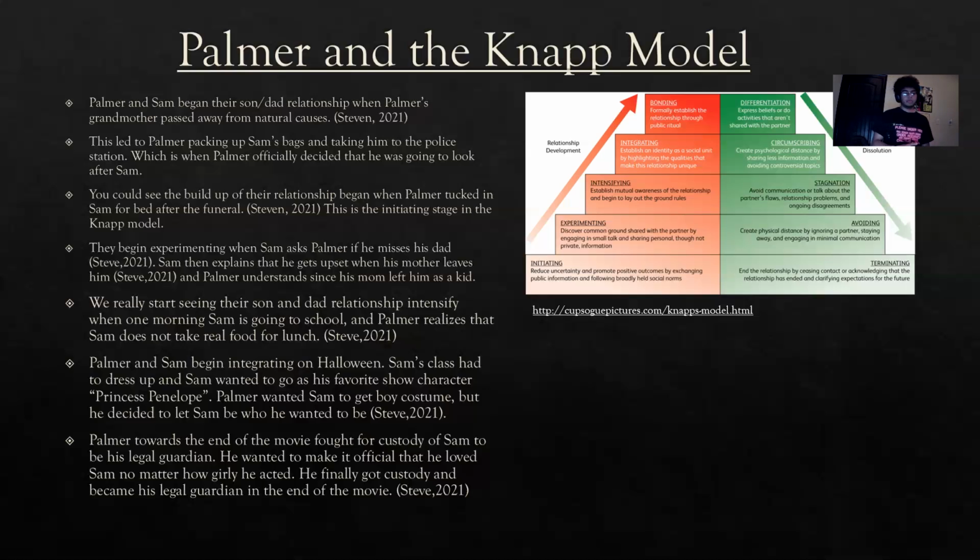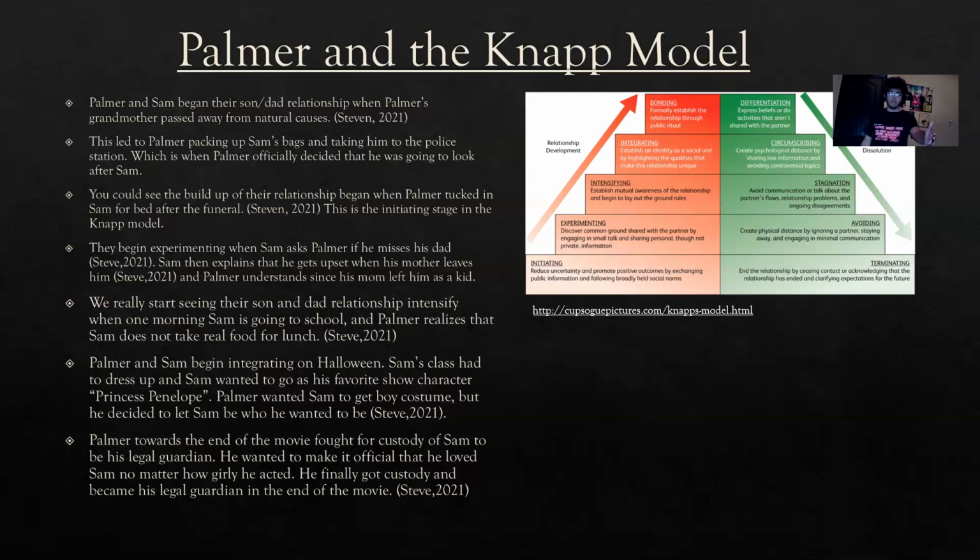So for example, the definition of bonding is formally establishing the relationship through public ritual, and that is exactly what Palmer did throughout the whole movie. The whole movie they were bonding because he knew that his friends didn't like the fact that Sam acted like a girl, but it didn't matter. He still took care of him. He still made sure that he was okay, that he had a roof, that he had a ride to school.